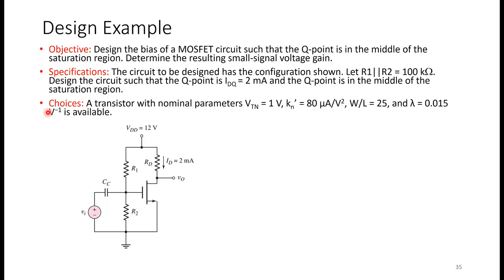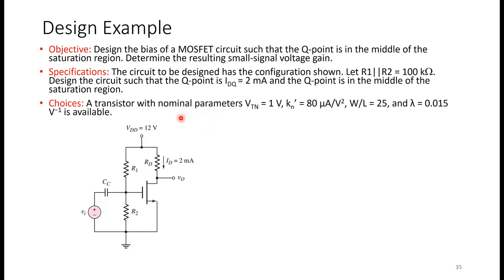You have a transistor with nominal parameters: VTN equals 1 volt, Kn prime, which is the process parameter, is 80 microamp per volt squared, W over L is 25, and the channel length modulation parameter is 0.015 per volt. Why is it saying that it's a choice? Because in an actual design you can choose the transistor that you use. Either you buy an individually packaged transistor, or you are in a teamwork doing an IC design and you have been given the transistor model parameters so that you can work on your module design.